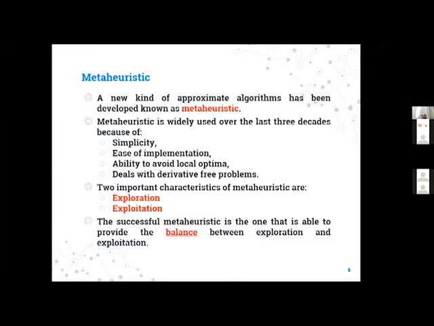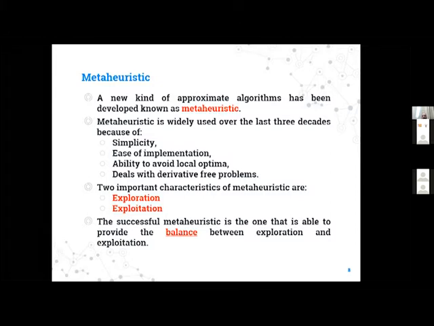Now, meta-heuristics or nature-inspired algorithms are a new kind of approximate algorithms that has been developed. Meta-heuristics have been widely used over the last 3 decades because of their main positive features: simplicity, ease of implementation, ability to avoid local optima, but not guaranteed, and dealing with derivative-free problems. No need to know more information about the problem.